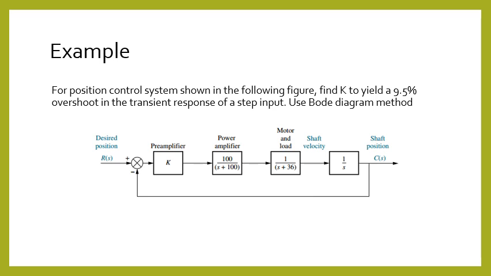Let us consider this example. For a given control system shown in the block diagram, we have to find the K value that yields 9.5% overshoot in the transient response of a step input, and we will need to use the Bode diagram method. So from this example, we can see that we can actually obtain the desired percentage overshoot using Bode diagram.